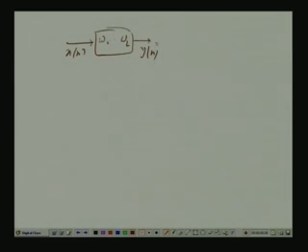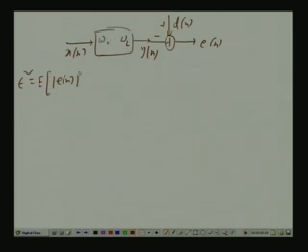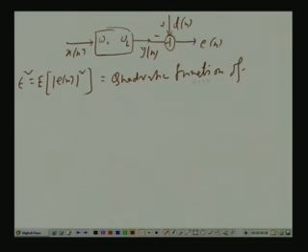Output is y n. There is a desired response d n, and the error is the difference. You try to minimize the mean square of this error with respect to the filter taps. This quantity, E of epsilon square, is independent of n because of stationarity, and you have seen that it is a quadratic function of W 0 up to W L.